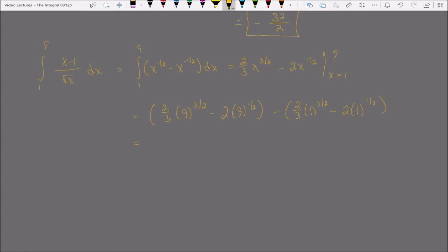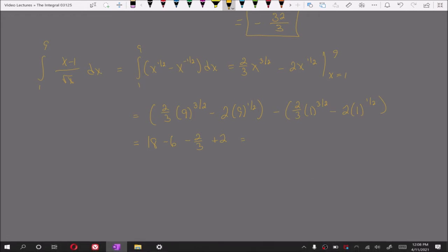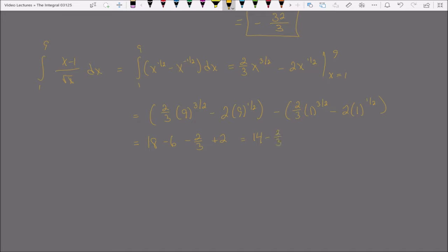Square root of 9 is 3. 3 cubed is 27. 27 divided by 3 is 9. Times 2 is 18. Minus 6. Then we get minus 2 thirds plus 2. 18 minus 6 is 12, plus 2 is 14. This is 14 minus 2 thirds.